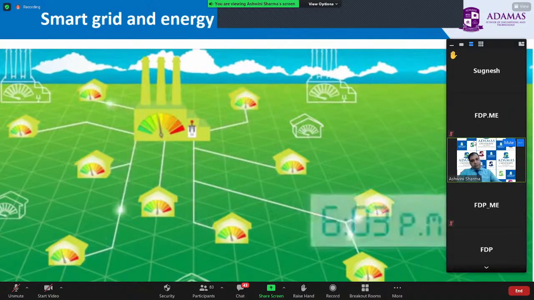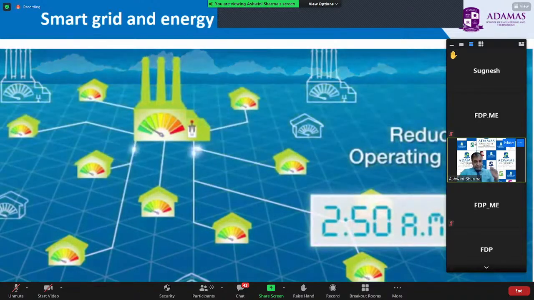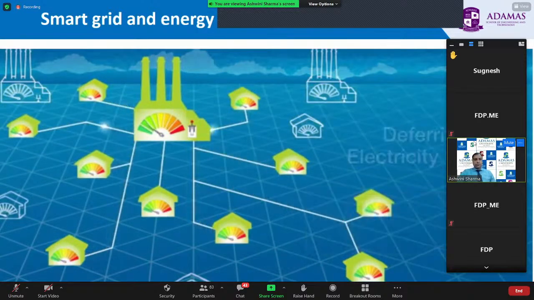As a result, utilities will be able to reduce their operating costs. By deferring electricity usage away from peak hours and having appliances and devices run at other times, electricity production is more evenly distributed throughout the day.